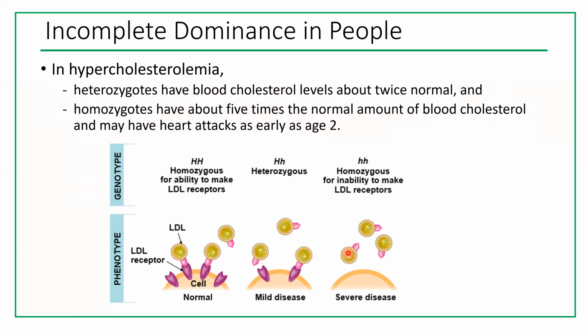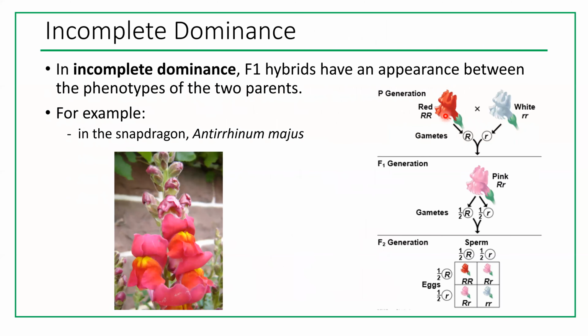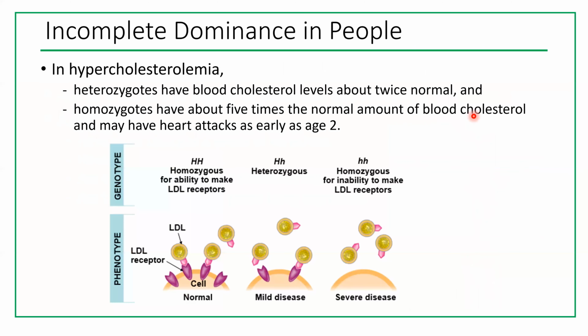So this is incomplete dominance. Because look, if big H would be completely dominant, this person, being dominant, would have the same number of receptors. But no, this person has kind of in between, right? You see, normal and severe, and this person in between, right? The same as here, red and white, and this flower is in between. The same here, normal number of receptors, no receptors, and heterozygous or hybrid in between. So this is incomplete dominance.